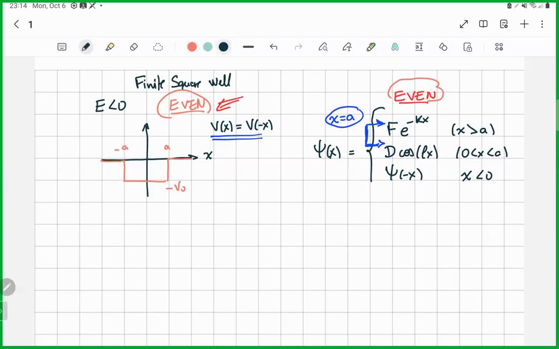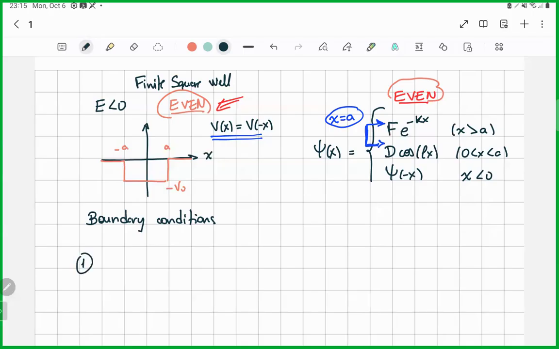Okay, so let's now go for the boundary conditions. What are these boundary conditions that will allow us to find the unknowns? We have many unknowns in that solution. We have F, we have D, we have kappa and L. Well, don't forget, kappa and L are both related to energy. So what we really have in that solution as unknowns are F, D, and energy. Okay, so let's go for the boundary conditions.